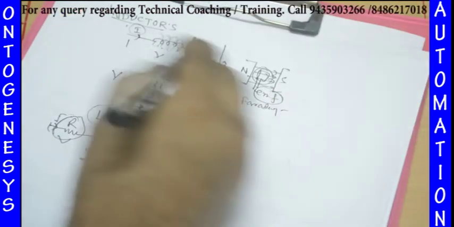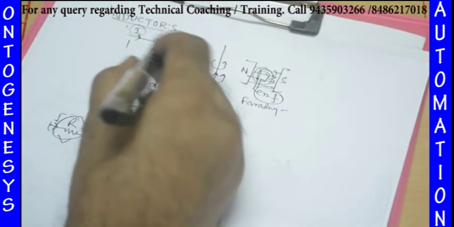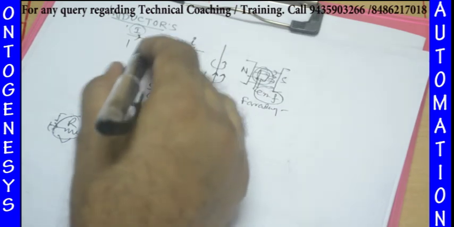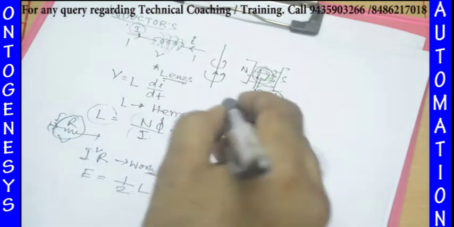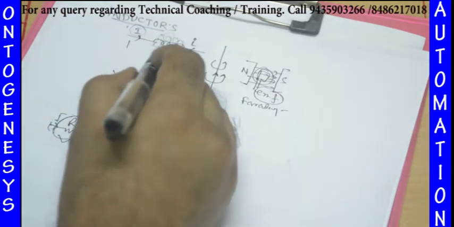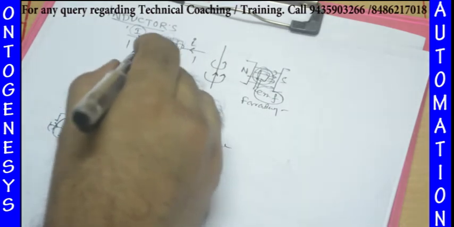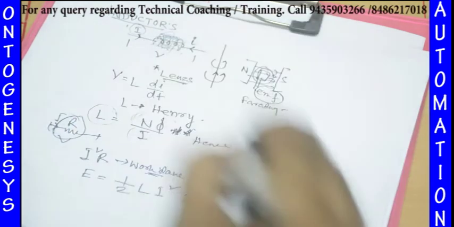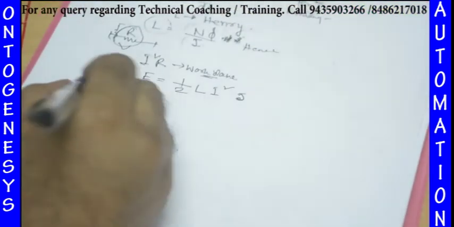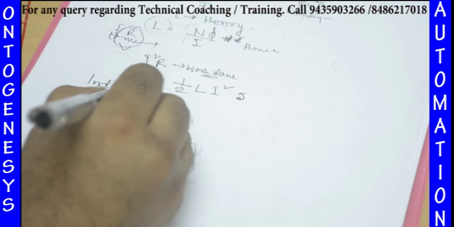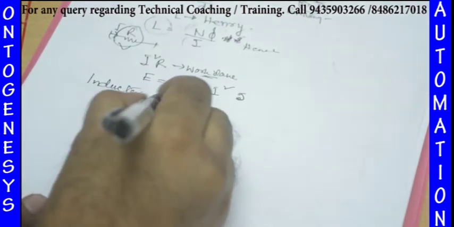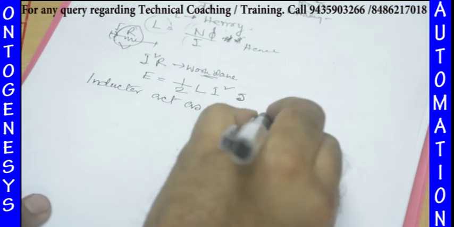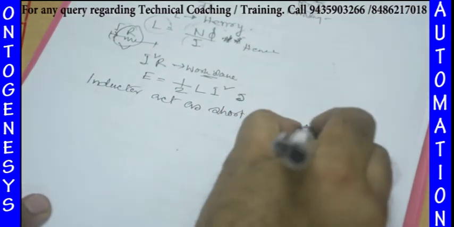Now in the case of AC, the magnetic field varies, so the inductor has its effect and opposes the current. But in the case of DC, the magnetic field is constant, so it doesn't vary. Thus the inductor acts as a short circuit. This is important. Inductors act as a short circuit in the case of DC current.